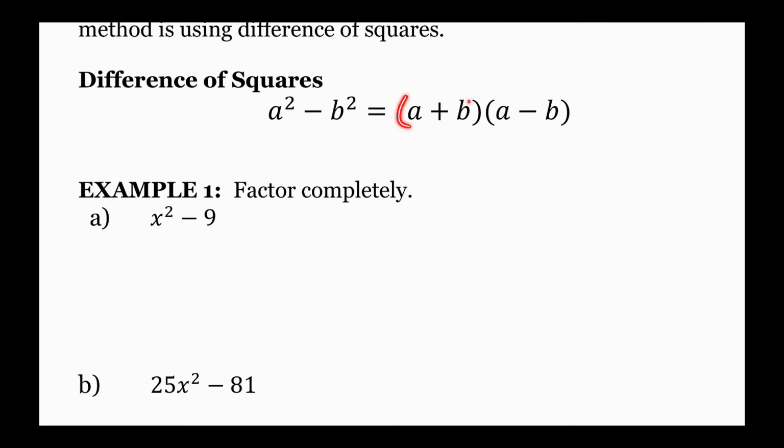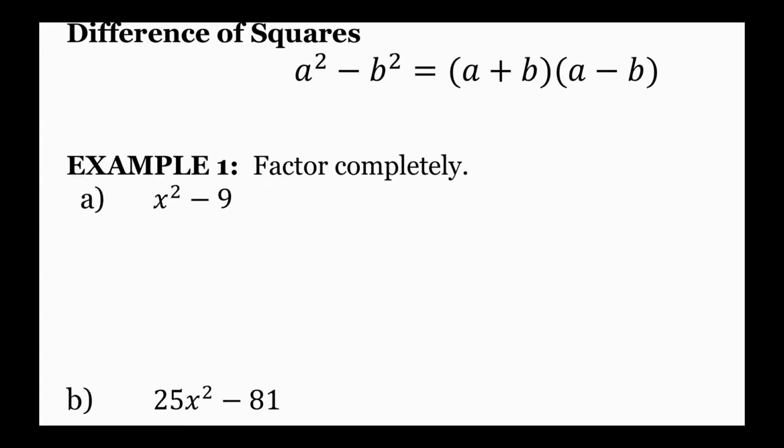It's kind of a shortcut. It only works sometimes. It doesn't work all the time. It has to be a binomial, 2 terms, right? Okay. So I've got an example here.